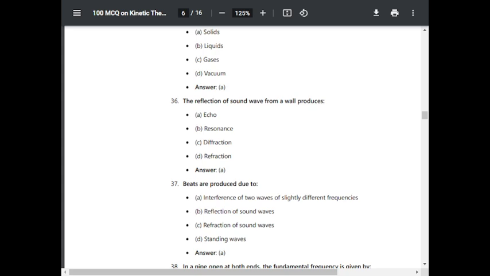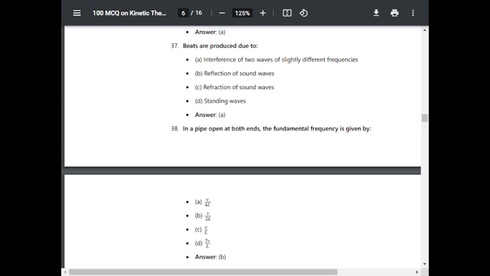Question number 37. Beats are produced due to: option A, interference of two waves of slightly different frequency; option B, reflection of sound waves; option C, refraction of sound waves; option D, standing waves. The correct answer is A. Beats are produced due to interference of two waves of slightly different frequencies. Option A is correct. Question number 38.